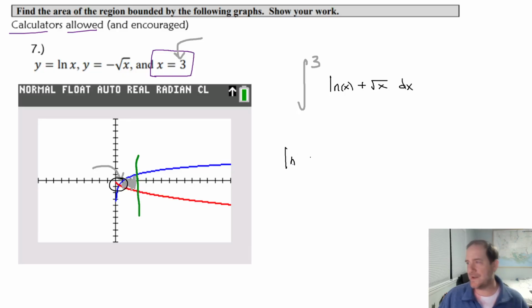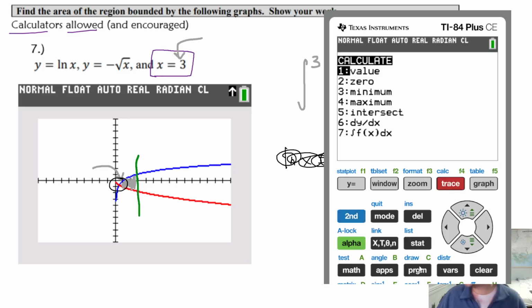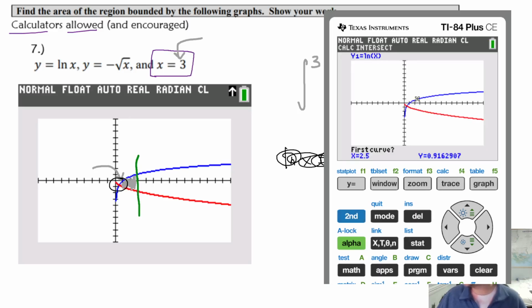So the only thing left for us to do is find this point of intersection, and honestly, if you had to do ln of x equals negative square root of x, that's going to be a pretty annoying equation to try to solve, but you don't have to. I said you could use your calculator, so bring that bad boy back and just go second calc, and choose option 5. First curve blue, enter. Second curve red, enter. My guess is sure right there, and I'm getting 0.0495. And no, you don't have to make any sense of that number.